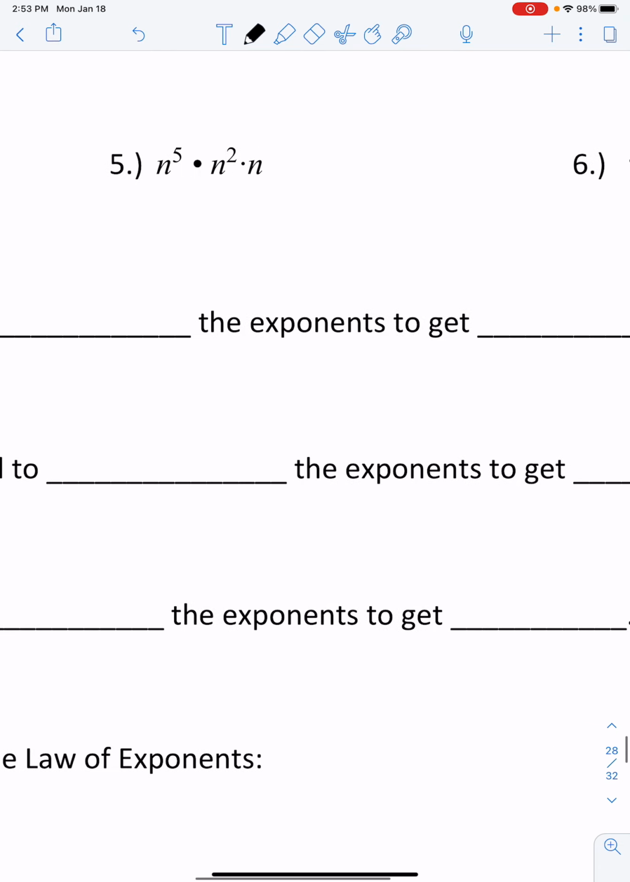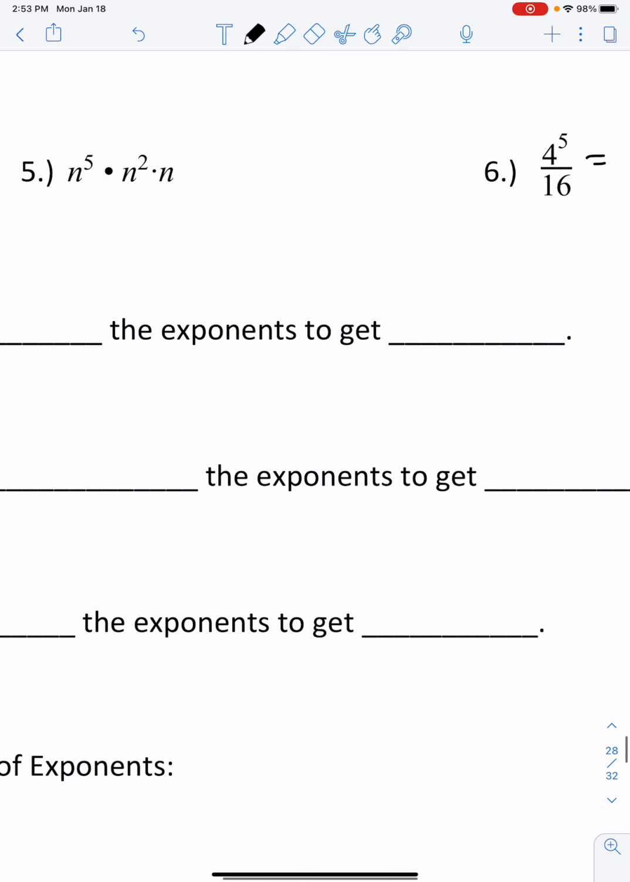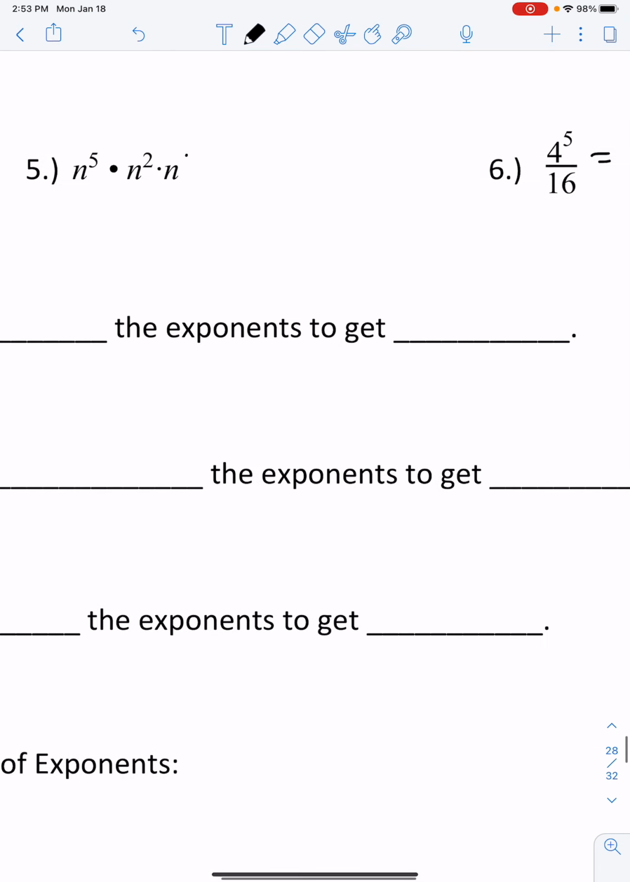Our next problem, this last n is to the 1st power, and because we are multiplying them all, I can add their exponents. So we have n to the 5 plus 2 is 7 plus 1 is 8. So we have n to the 8th power.